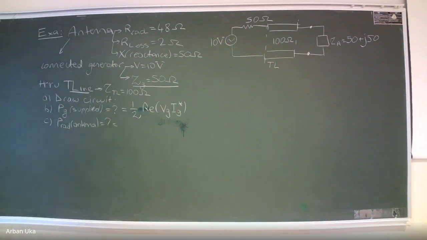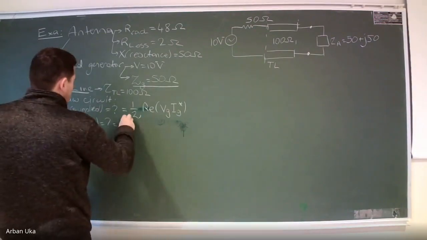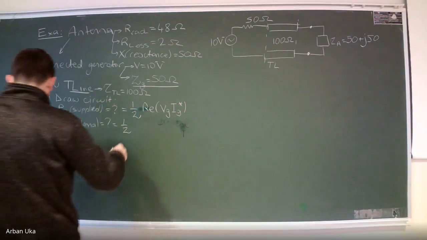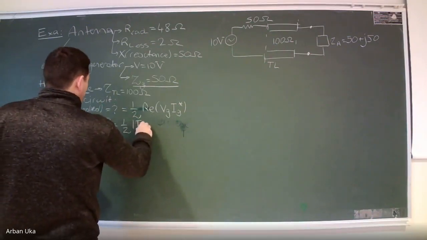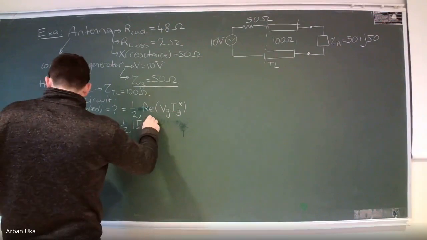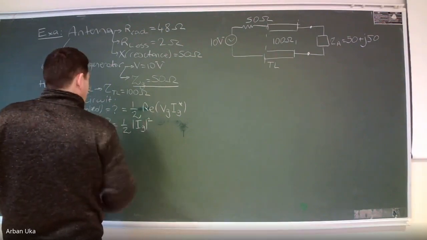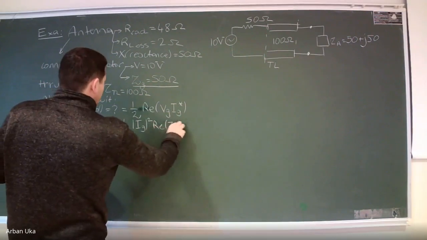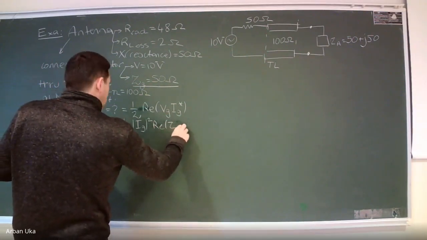So what is the power radiated by the antenna? The power of the antenna itself, we can write this one as 1/2 the current of the generator squared times the real part of the impedance.